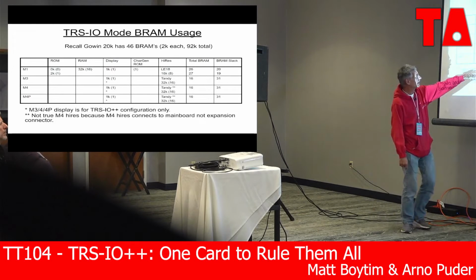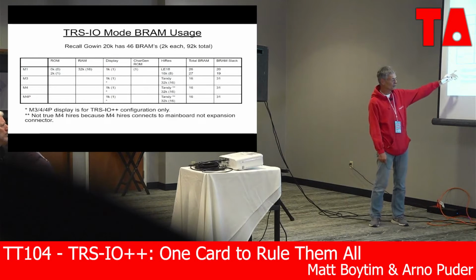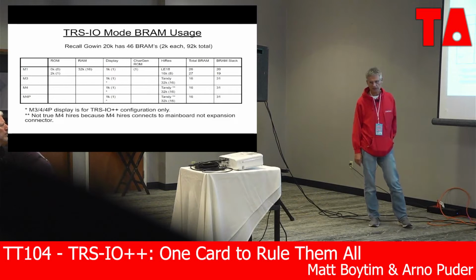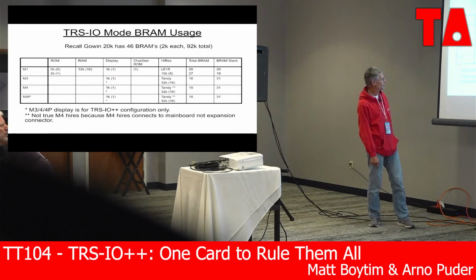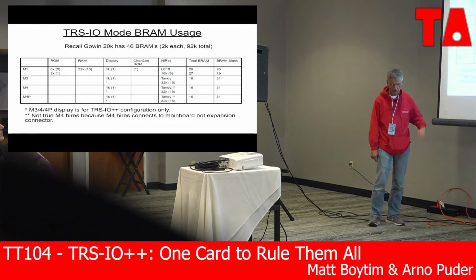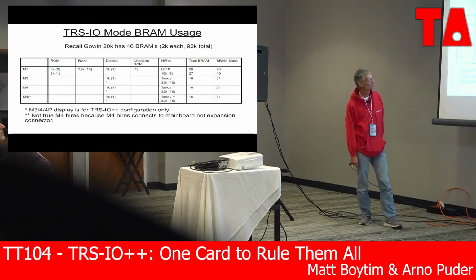We still need the 1K of display RAM, even for the Model 3, 4, and 4P, because we still would implement the configuration screen. So even though we can't implement the TRS-80 screen, we still need to have that. And as I mentioned, we can't do the true Model 4 graphics because we just don't connect to the appropriate point within the machine. All right, next.